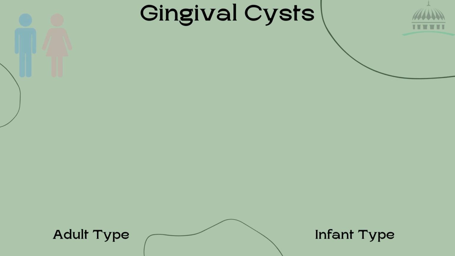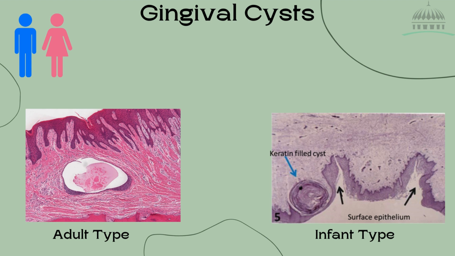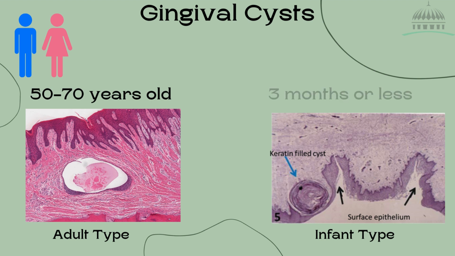Next, we have gingival cysts, which can also be separated into 2 types: adult and infant types. It affects both males and females equally. The adult type is characterized by a thin epithelial lining and appears in the attached gingiva area of the mandibular premolar to canine region, affecting patients in their 50s or 60s. The infant type occurs in the first 3 months of life, anywhere on the edentulous alveolar ridge.